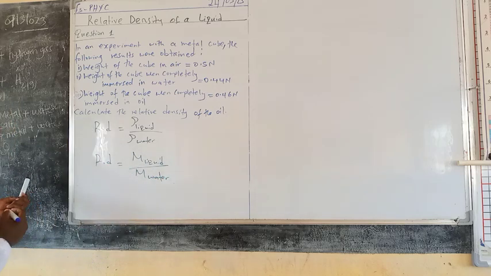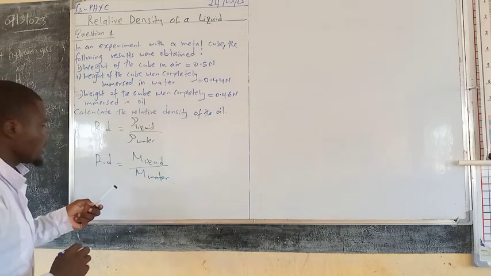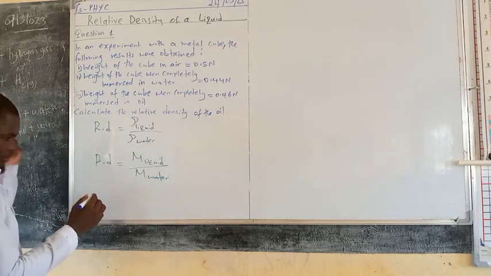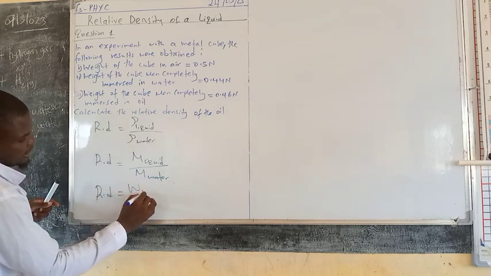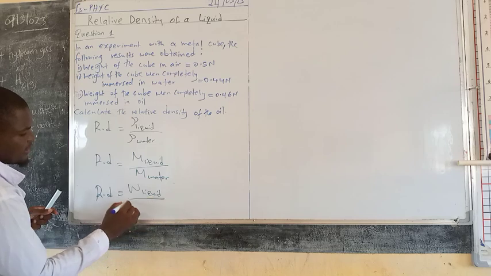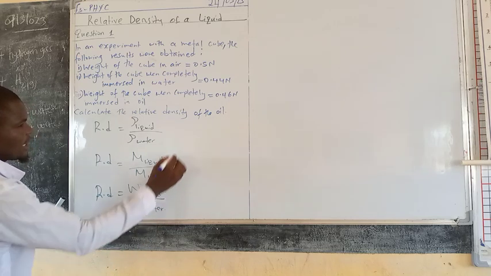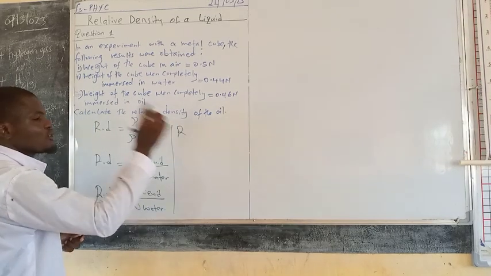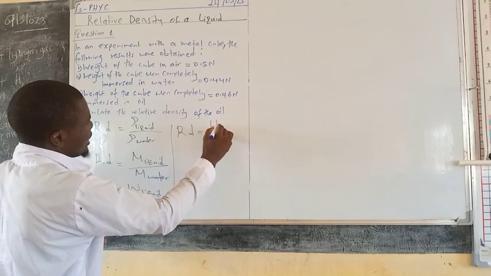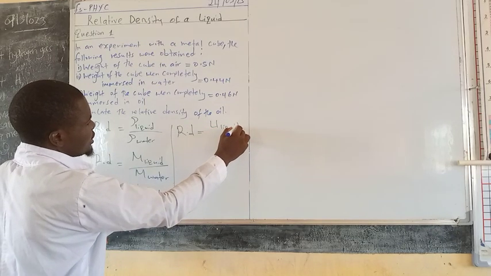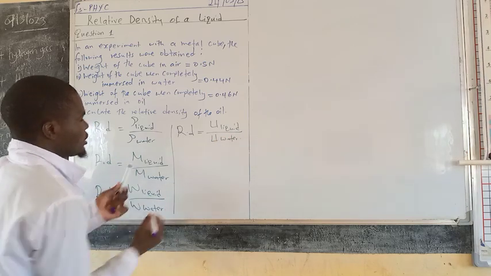We went further and said that relative density can also be expressed in weights. In weights, relative density equals weight of liquid displaced divided by weight of water displaced. And finally, in terms of upthrust, relative density can be expressed as upthrust in liquid divided by upthrust in water.